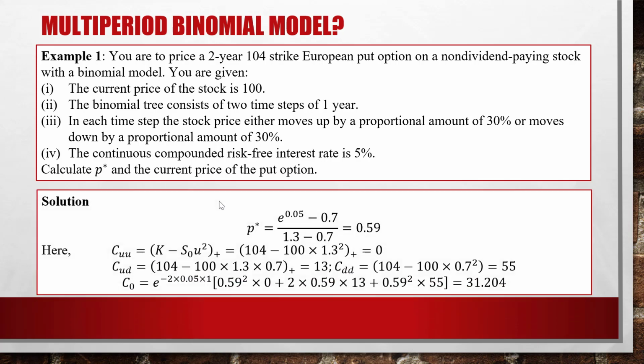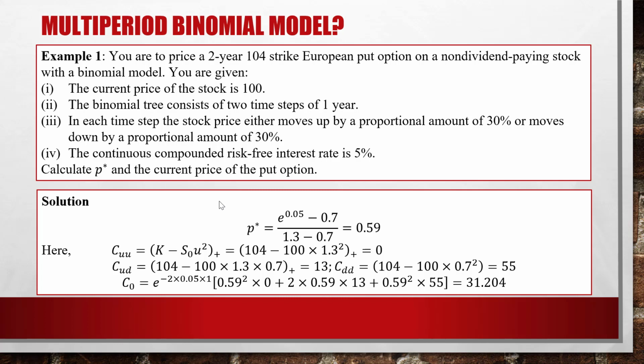So first we have to find the probability, right? p star. p star is equal to e to the 0.05 minus 0.7, the whole thing over 1.3 minus 0.7, which is 0.59.